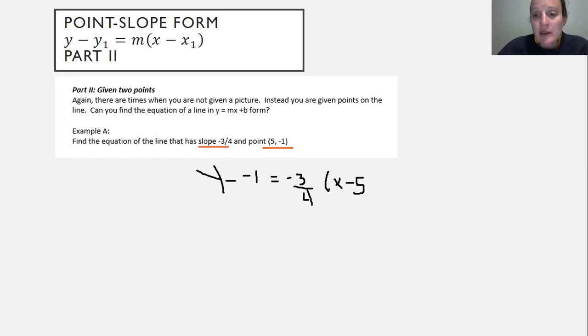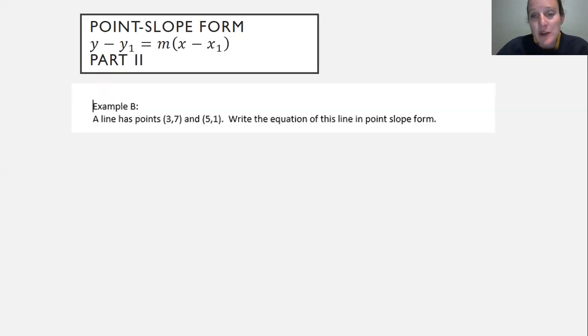Now, at this point, be very careful. You can't just say y minus a -1, because what happens when you subtract a negative? Well, it's really like you're adding. So the simplified version of this will be y plus 1 equals -3/4 times the quantity x minus 5. That's how easy that one is. Point slope is nice. Don't have to figure out a lot.